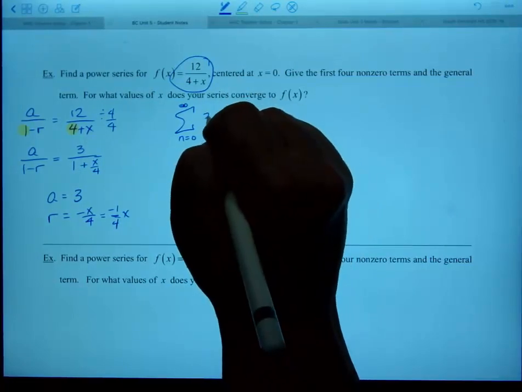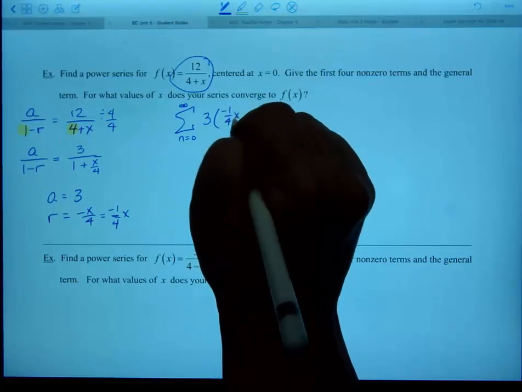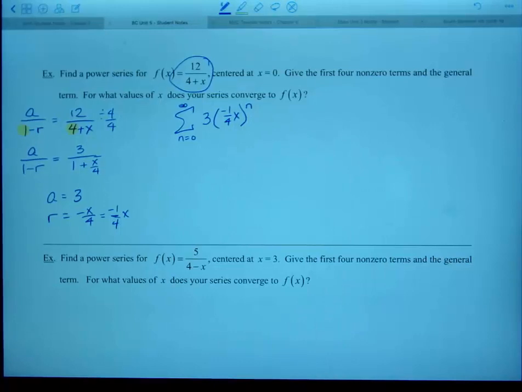3 times negative 1/4 X to the N. Done. There's my series. Remember the R goes into parentheses to the N, especially if it's negative. So the 1 just disappears? Yes, the 1 just disappeared, because it only goes 1. A is the top and R is what comes after the 1.